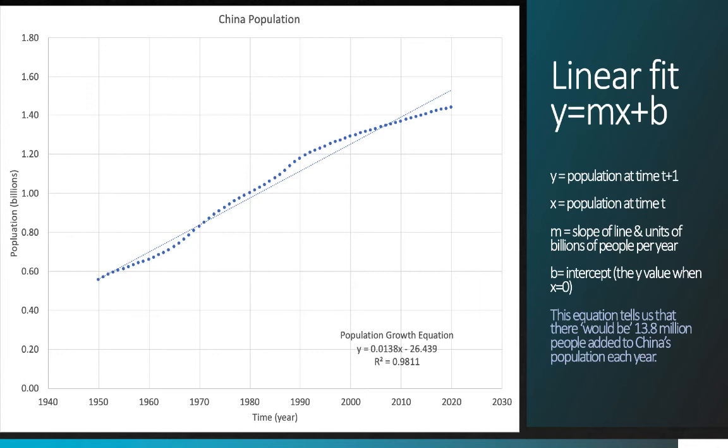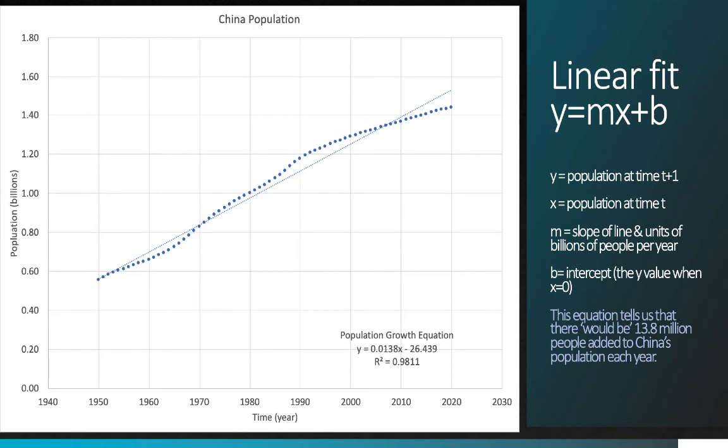X is a population at time t. M is the slope of the line, and so it has units that represent the y-axis divided by the x-axis. In this case, that would be billions of people, y-axis, per year, x-axis. B is the intercept, which is the y value when x is equal to 0.